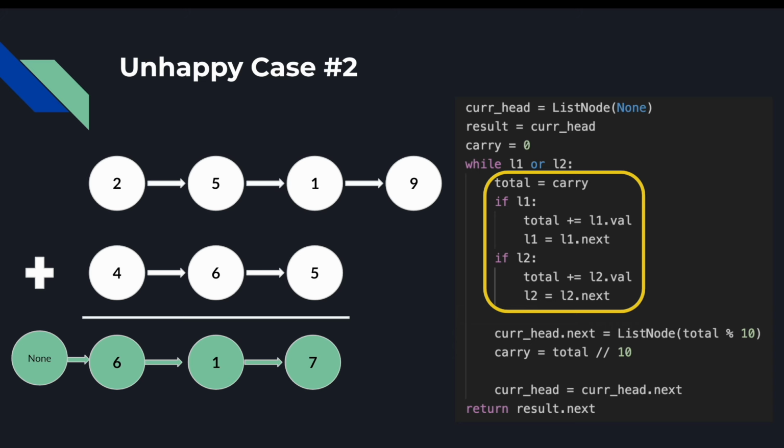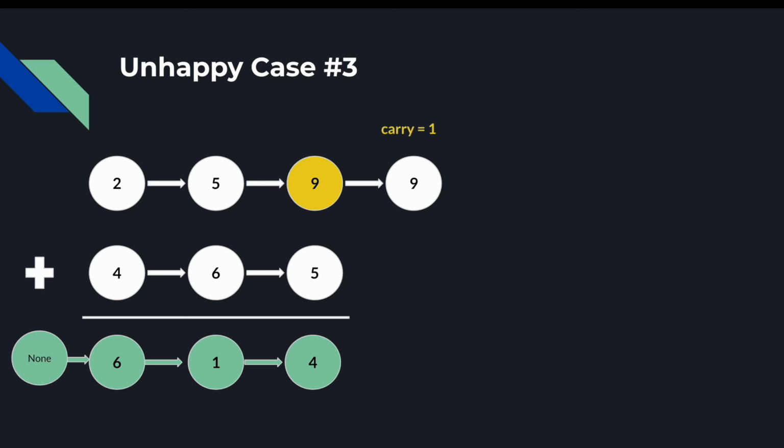Now, finally, we have one more edge case to consider. What happens when this node is changed to 9? Well, 9 plus 5 is 14, so we'll have a carry of 1. When we add 1 to the 9 here on the end, we'll end up with 10. So once again, we'll have a carry of 1, and we'll add a new node with value 0. So here we've already run out of L1 and L2 nodes, but we still have a carry of 1 to add to our result. So the final result should end up looking like this.